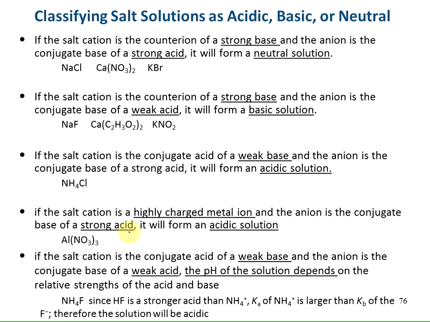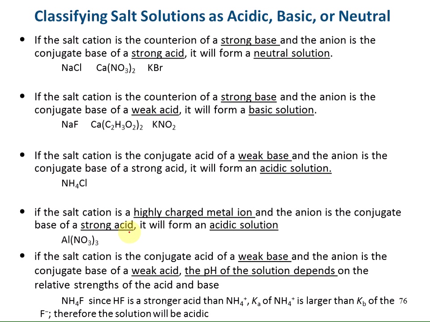So the NH4 plus, for our example ammonium chloride, came from ammonia, so ammonia is a weak base, so the ammonium is a weak acid. And then the chloride came from a strong acid, think of hydrochloric acid. So if that came from a strong acid, it makes a neutral ion. So ammonium chloride is overall acidic.